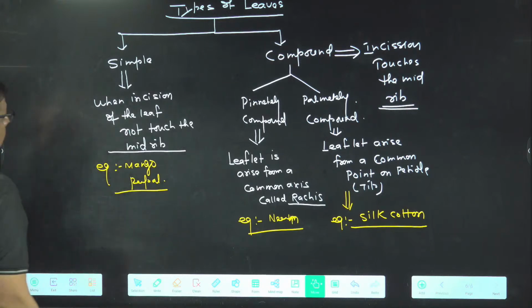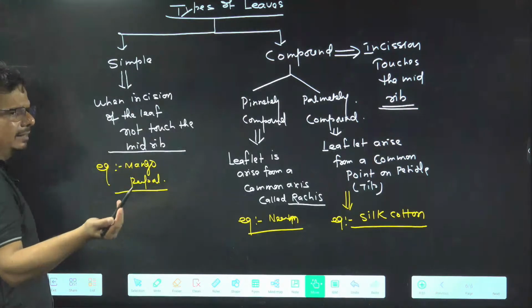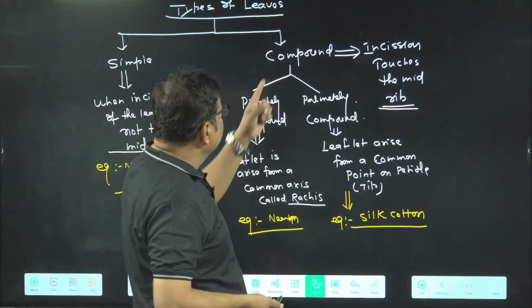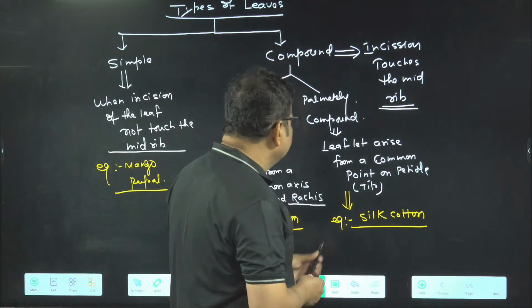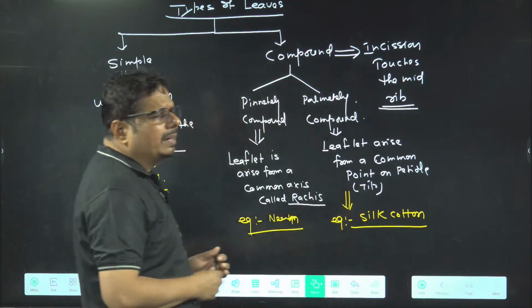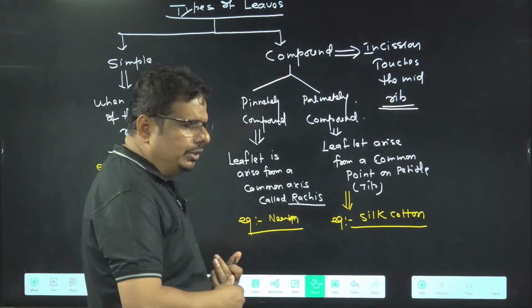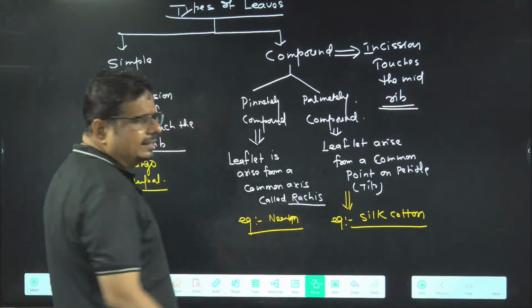It's all right. So mango, peepal, I think both of you have seen, have a simple leaf. Neem has which type? Pinnately compound leaf. Silk cotton has which one? Palmately compound leaf. Now I am telling everyone through a diagram. Have a look here. So should I change this slide?